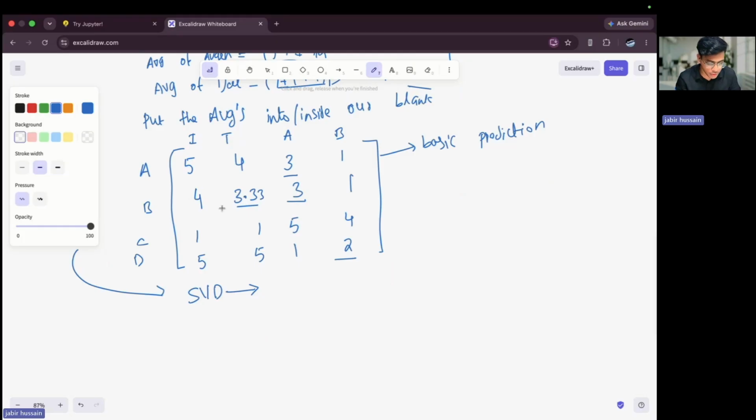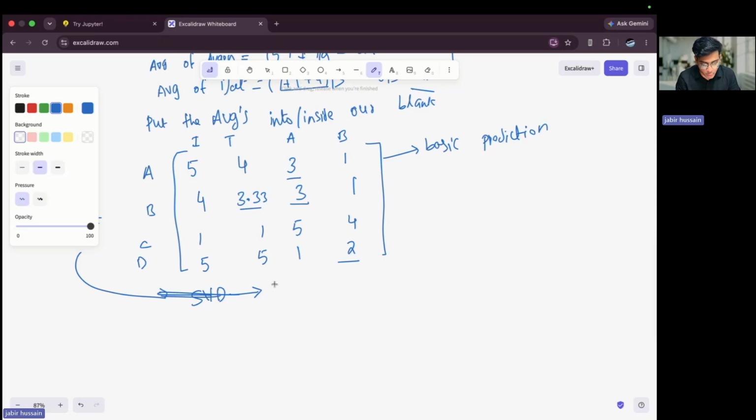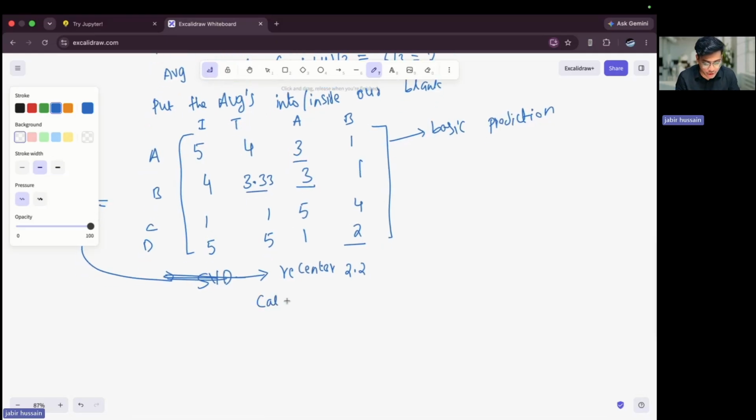This is our step 2.2. Before directly going to SVD, we take this average matrix and recenter it. How do we recenter? Calculate the average of each movie, then subtract that average from each cell. This is how we will recenter the given matrix.